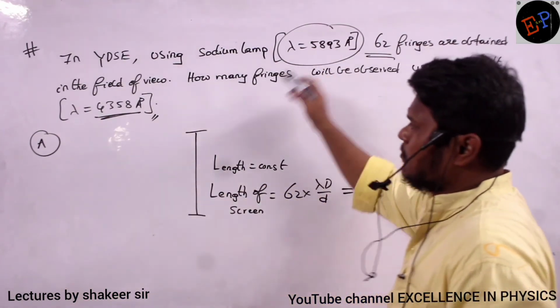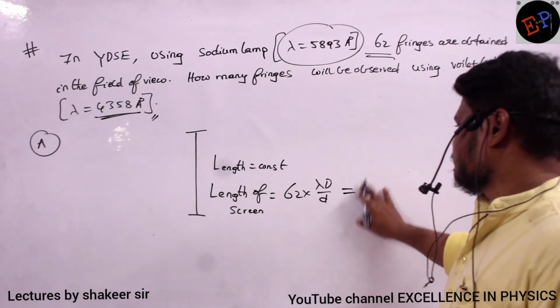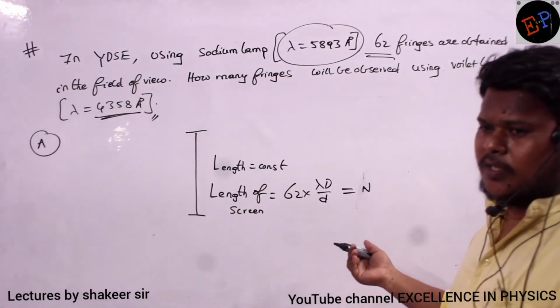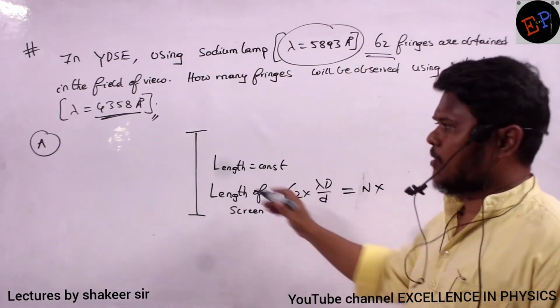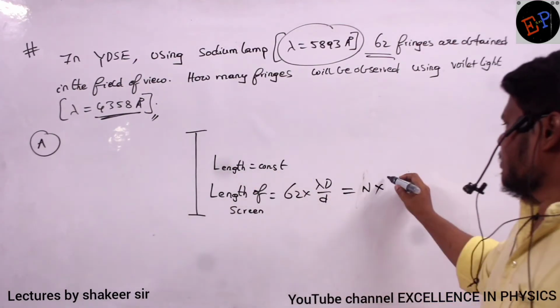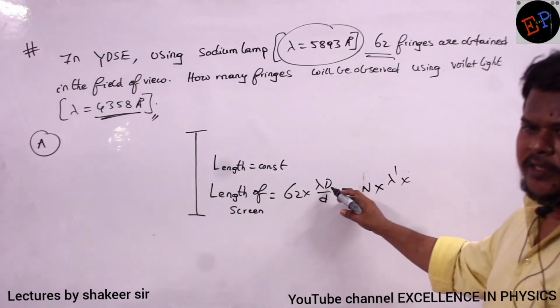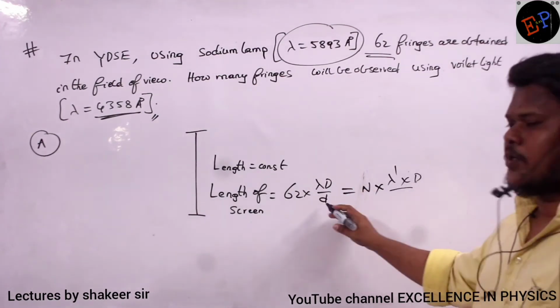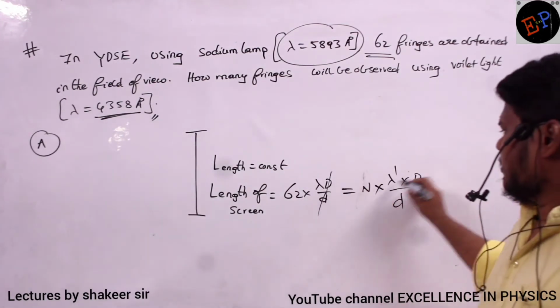Now if I use the other wavelength, how many fringes will I get? I don't know, let it be n. N multiplied by the same formula, lambda D by d, but the lambda value is changing, so I write lambda dash. What about capital D? It is a constant. What about small d? It is also a constant. So D by d gets cancelled.